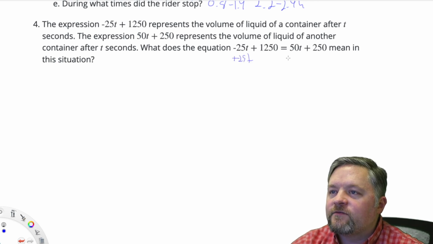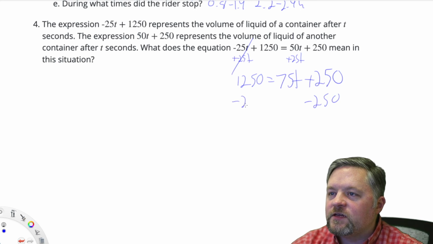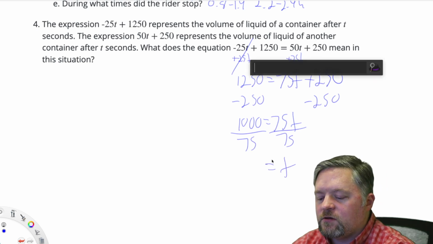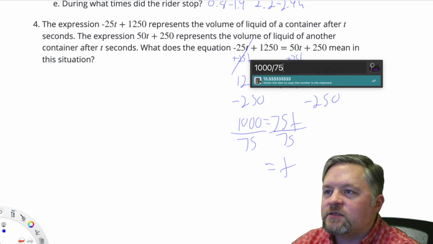Add 25T, add 25T, those will cancel. 1250 equals 50 plus 25, 75T plus 250. Now to get the T by itself, we're going to get rid of this. Subtract 250, subtract 250. 1000 equals 75T. Divide each side by 75. T equals 1000 divided by 75 is 13 1/3.